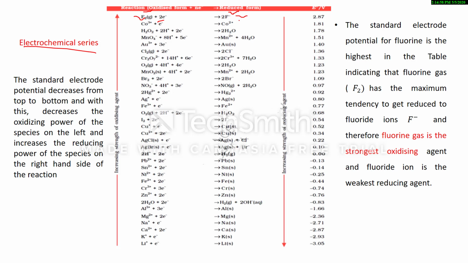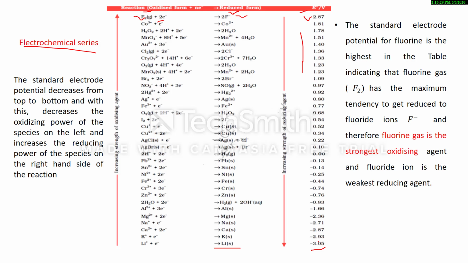That is, on the right hand side of the reaction, reduced forms are represented, and on the left hand side oxidized forms are represented. Clear? Now again, if you see the value of the standard electrode potential for fluorine, this is 2.87. If we go down this series, this decreases, and the lowest value comes for lithium, Li plus plus electron converting into Li solid. This is minus 3.05 volt.